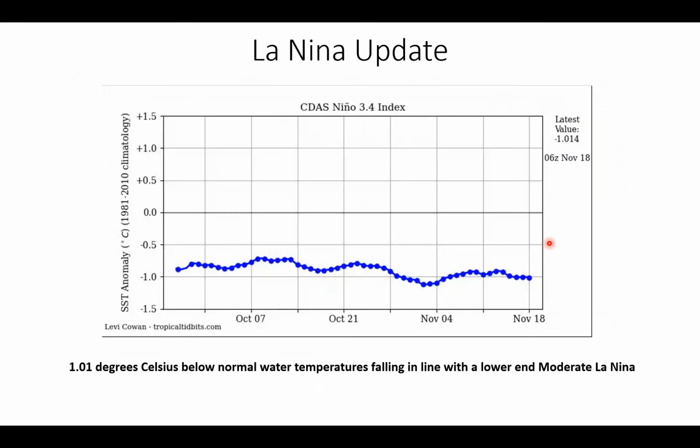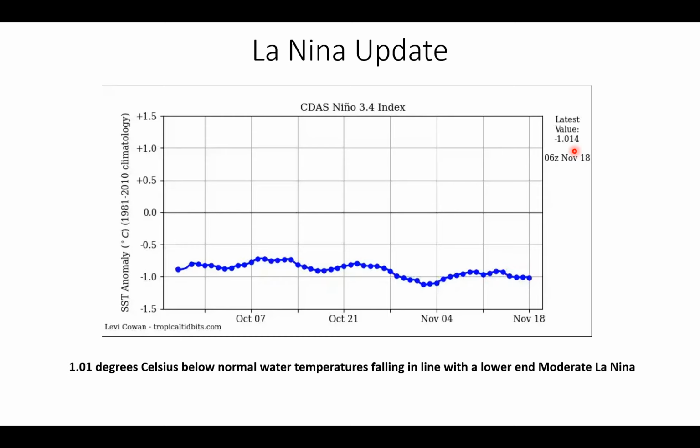Looking at the latest La Nina update, generally showing where we're at right now. This is courtesy of Levi Cohen on tropicaltidbits.com. And you can see, generally since late October, we had a drop off in those water temperatures in the Nino 3.4 region. And then we had a little bit of a climb, and then we dropped back down to around -1 degree Celsius below normal water temps in the Nino 3.4 region. And now we're kind of holding steady at around a -1.